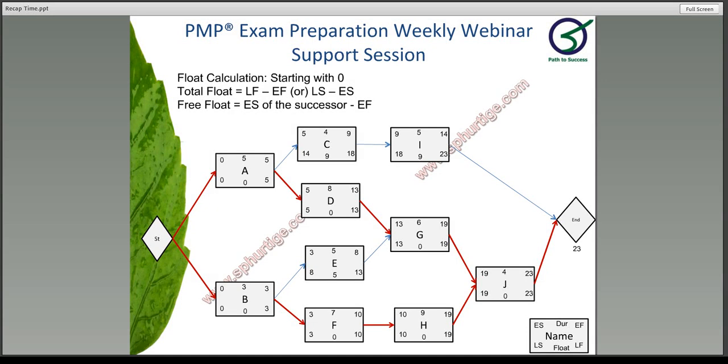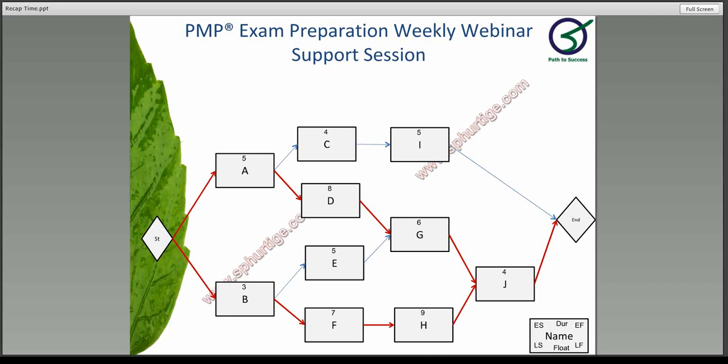Now with that, we are working it out. Since we said there are two critical paths, you have two paths with a float of 0. C has a float of 9 days and I has a float of 9 days. E has a float of 5 days. This is the entire calculation when you are starting an activity with 0.